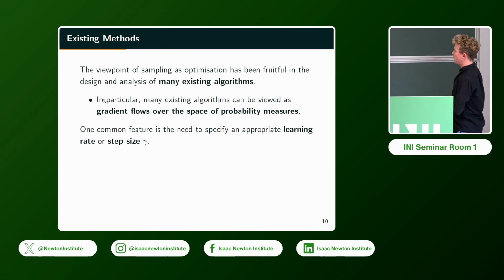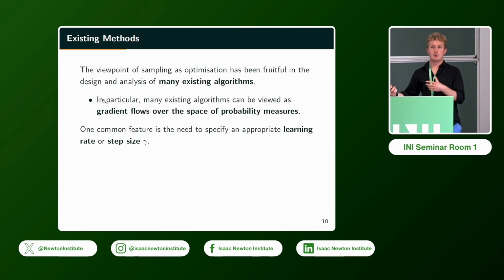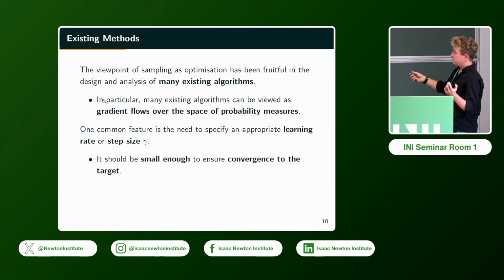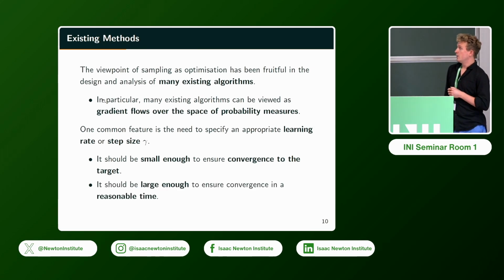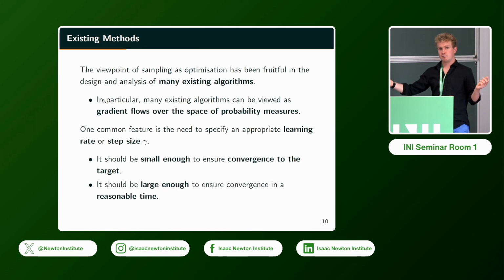Okay, so getting on to the more specific point of this talk: one common feature of these algorithms is that typically you need to set appropriately some kind of step size or learning rate. If you're going to define an algorithm as a gradient flow, naturally when you run this on your computer, unless you're working with very simple models, you're going to have to discretize in time. And that means you're going to have to set some kind of learning rate or step size. Naturally you need gamma to be small enough to ensure that your method converges to the target, but you also don't want it to be too small, such that you're waiting forever to converge.